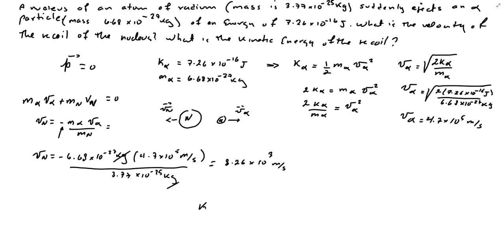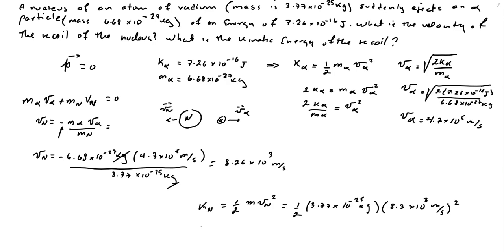We know that the kinetic energy of the recoil is basically the kinetic energy of the nucleus. So it would be 1 over 2 mass times the square of the velocity of the nucleus, right? What is going to be 1 over 2 times 3.77 times 10 to the negative 25 kilograms times the square of the velocity. That is going to be approximately 8.3 times 10 to the third meters per second squared.